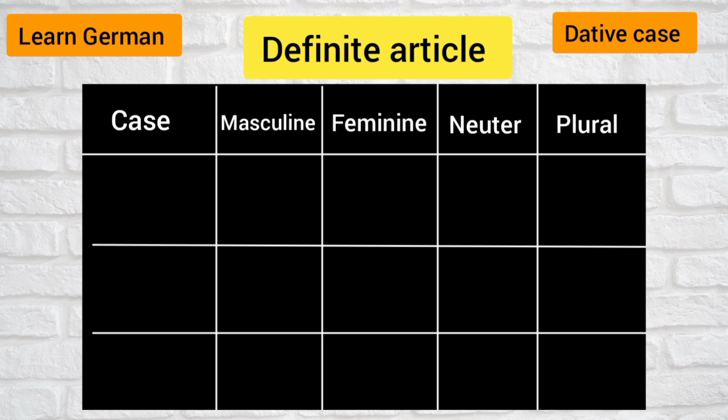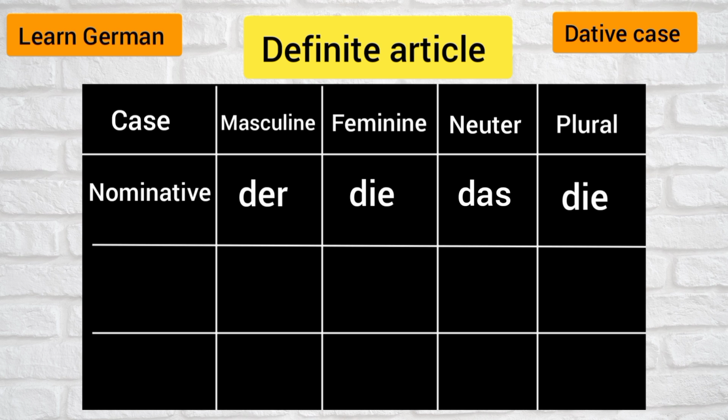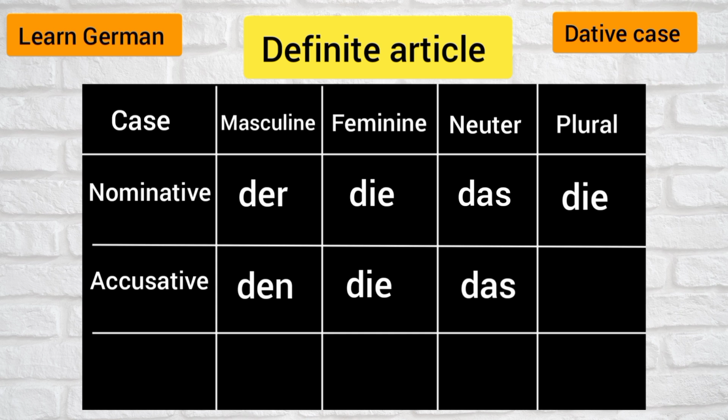As we know, in nominative case, we use der for masculine nouns, die for feminine nouns, das for neutral nouns, and die for plural nouns. Now, accusative case. We use den for masculine nouns, die for feminine nouns, das for neutral nouns, and die for plural nouns.